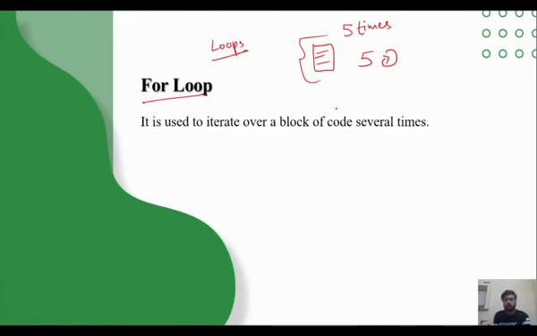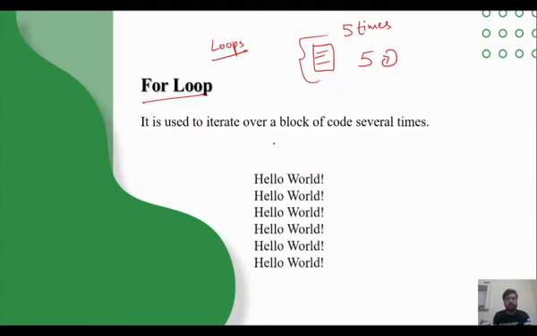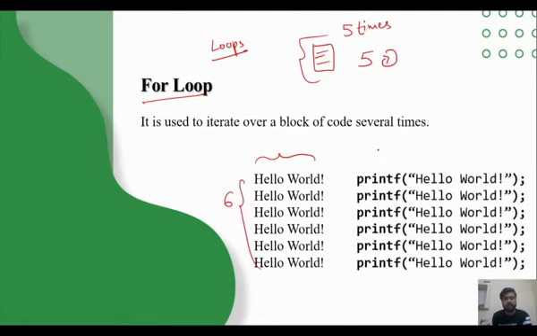Alright, so for example, if you want to print the statement Hello World, and that too 6 times, in simple terms, then you have to use printf statements. How many times? 6 times. If you want to print hello world 6 times, then you have to use printf statement 6 times. But for loop removes this redundancy of writing this printf statement 6 times. It can be written in a single line of code and it can print the whole statement 6 times.